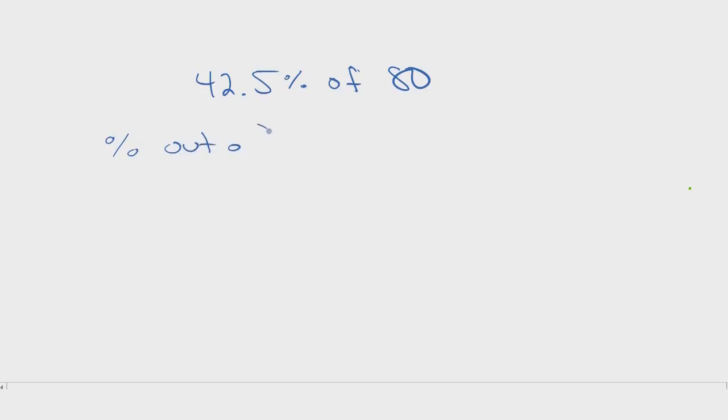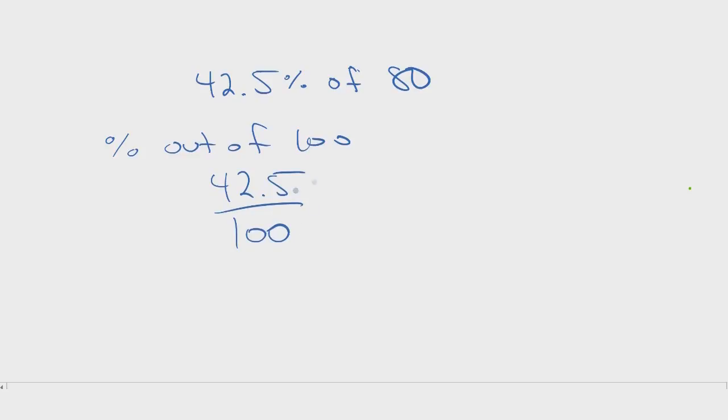Problem number 1. It says 42.5% of 80. And I'm going to write this over here on this other piece of paper. 42.5% of 80. Now, there's a few ways of answering this question, so let's cover a couple of them right now. First off, what is a percent telling us? Well, a percent is a number out of 100. So if you have 42.5%, you're saying you have 42.5 out of 100. And that's how you can write it as a fraction.